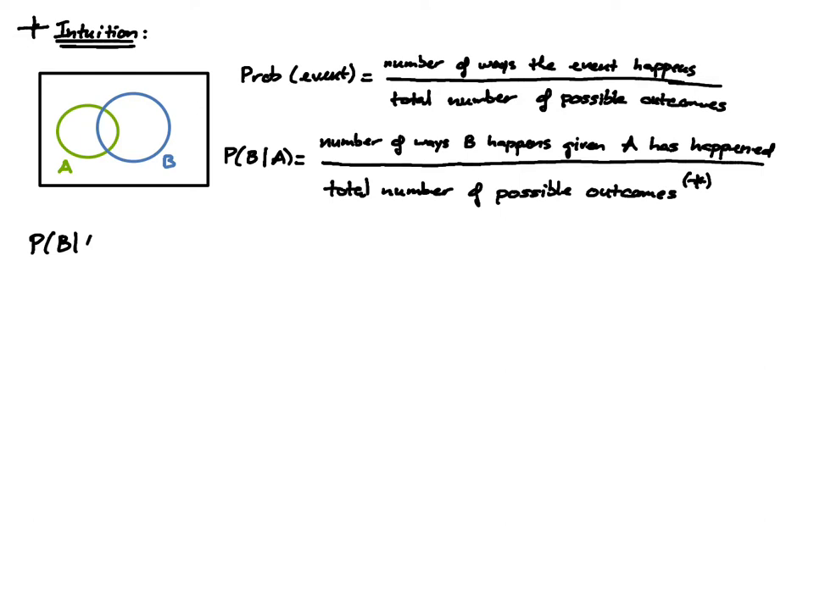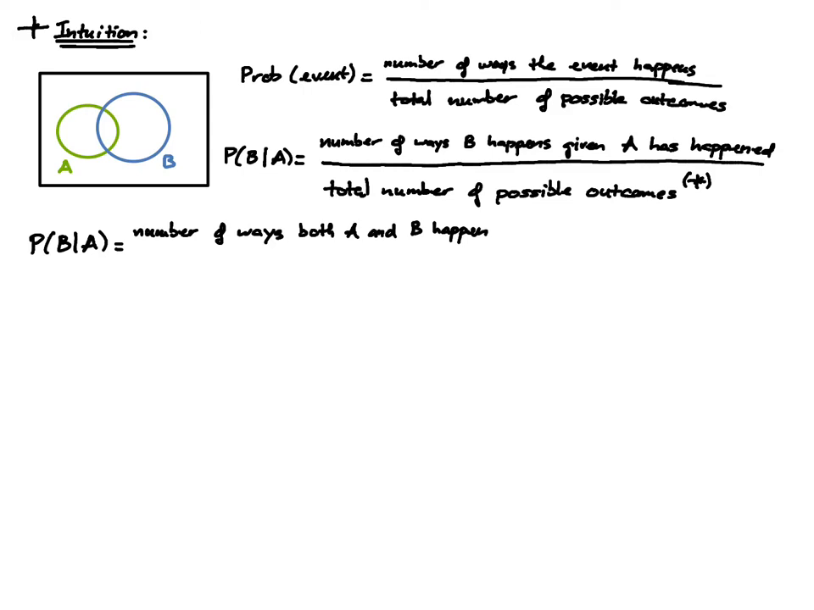So the numerator is the number of ways that B happens given that A has happened. This means that the numerator is the same as the number of ways both A and B happen. Let's think about this for a second. We know that A has happened and we want B to also happen. That can only occur in sample points such that both A and B happen, which is the number of ways both A and B happen.